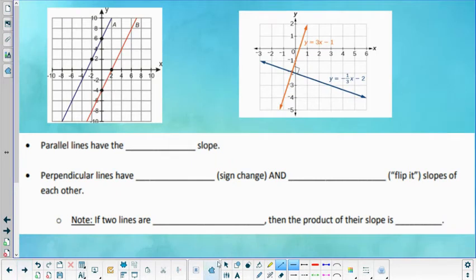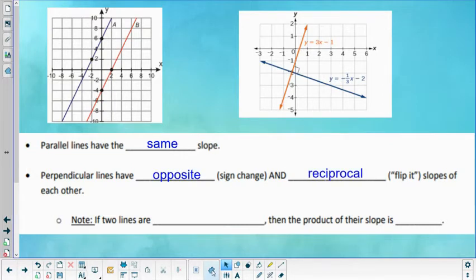Okay, so this is the part that is on the guided note sheet. Feel free to fill that in, or if you just want to watch the video, whatever works for you. Parallel lines, like we just talked about, have the same slope. Perpendicular lines do not have the same slope. They have opposite and reciprocal slopes of each other. By opposite, I mean you change the sign. If it's positive, it becomes negative, and negative becomes positive. And reciprocal, we flip our fractions upside down. Don't forget, if it's a whole number, you can put 1 under it and flip it. And note, if two lines are perpendicular, the product of their slopes is -1.